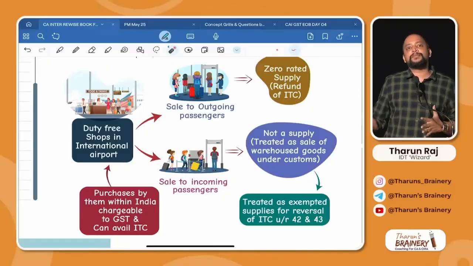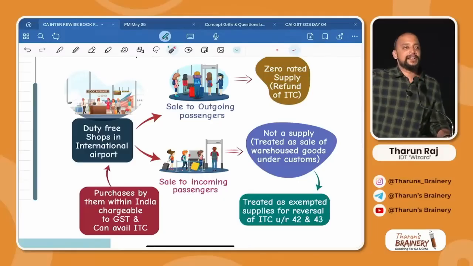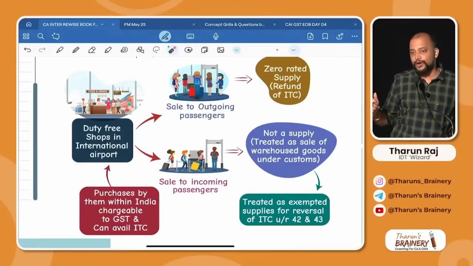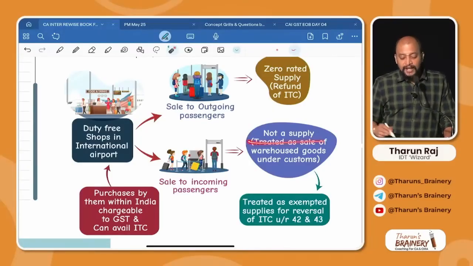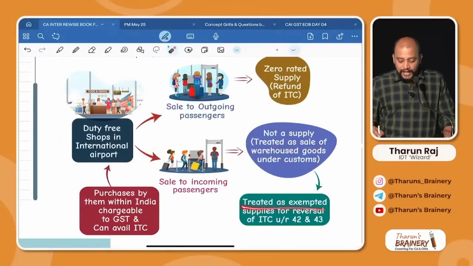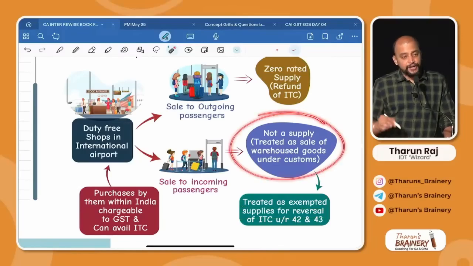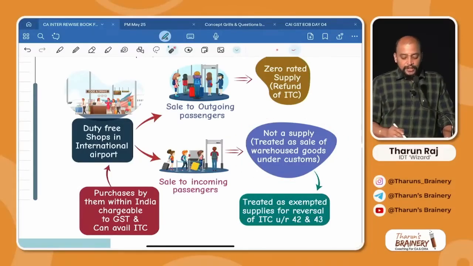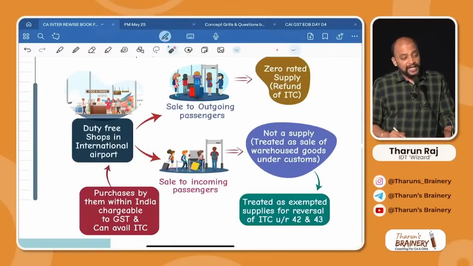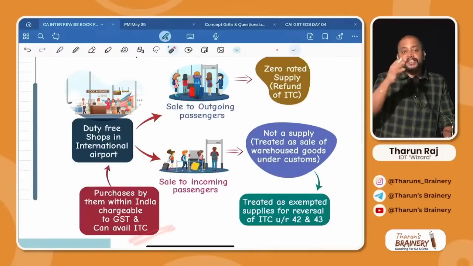When they are selling to incoming passengers, it is sale of warehoused goods under customs, because that incoming passenger is going to pay the customs duty, baggage duty. Even though it is not a supply, for ITC purpose this duty free shop is treated as exempted supply. To sell in this duty free shop, they will buy some goods locally, on which can they take ITC? Yes, but full ITC they cannot enjoy.